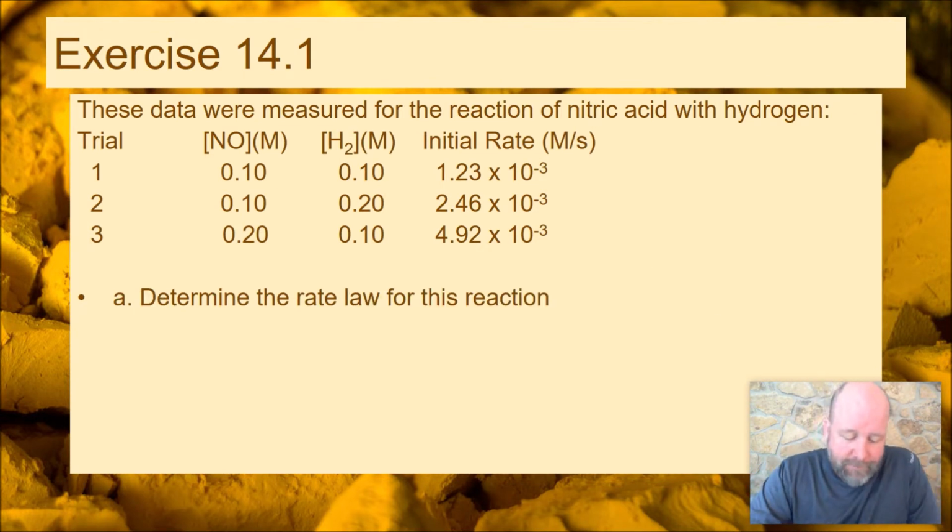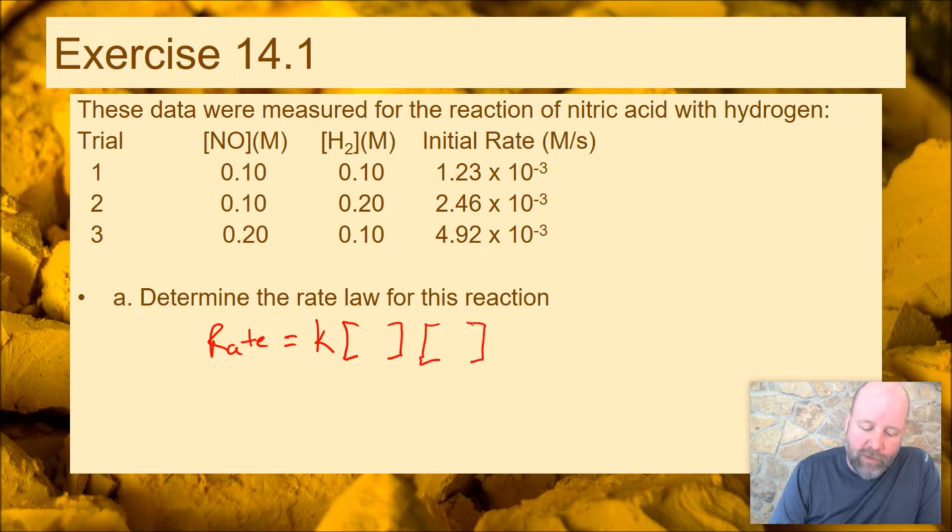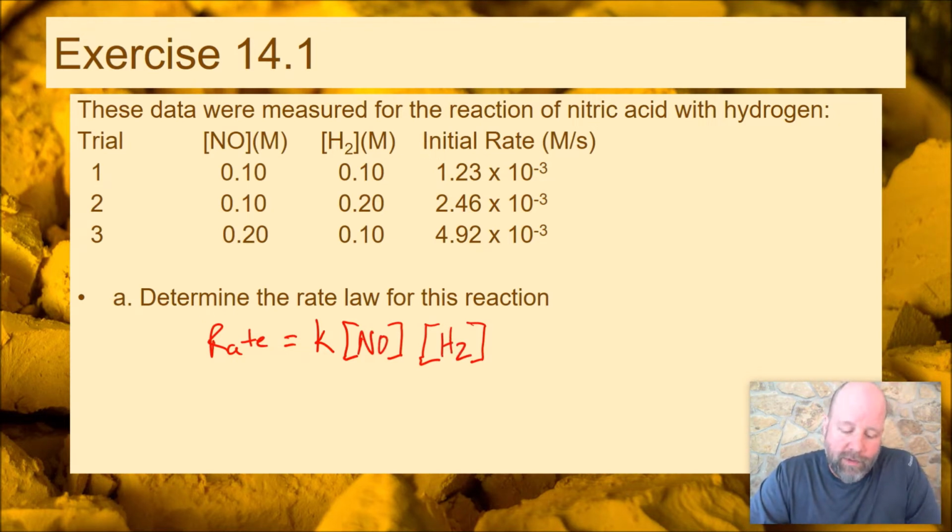Let's try it. The rate law for this reaction. So remember, the rate is equal to K times the concentration of each reactant, and each one is going to be raised to, so this is going to be NO, and this is going to be H2, and each one is going to be raised to the order of that reactant. So let's look at what happens. If I doubled the NO, what happens to the rate? It looks like the rate also doubles.